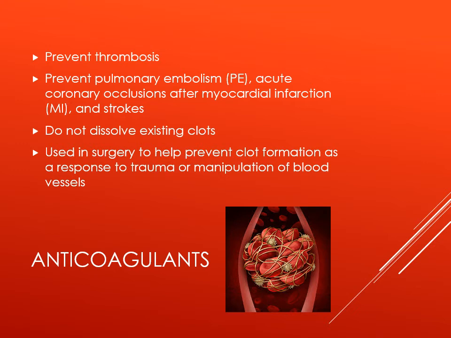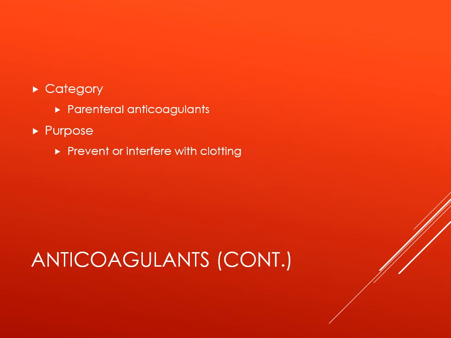They are used in surgery to help prevent clot formation as a response to trauma or manipulating blood vessels. So if you think about vascular surgery, basically in general, they're going to be given anticoagulants, so we're not causing clots when we manipulate and cut into those vessels and fix whatever the patient has going on. Parenteral anticoagulants are drugs that are administered intravenously, subcutaneously, or topically, and they interfere with blood clotting.